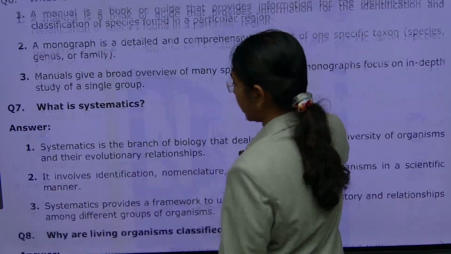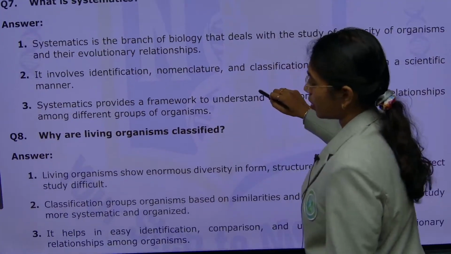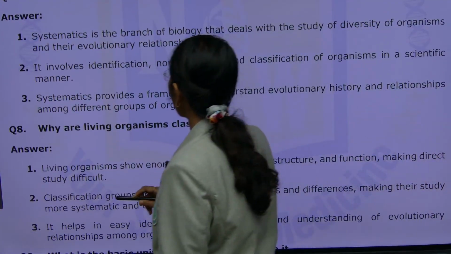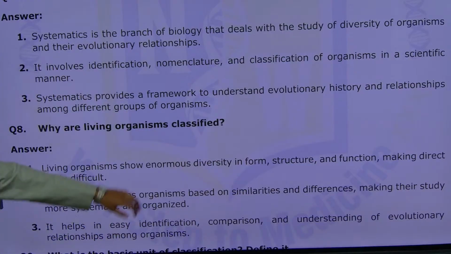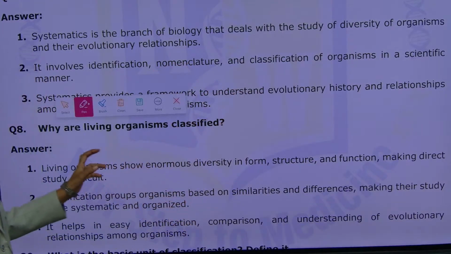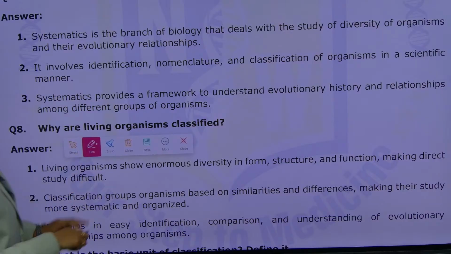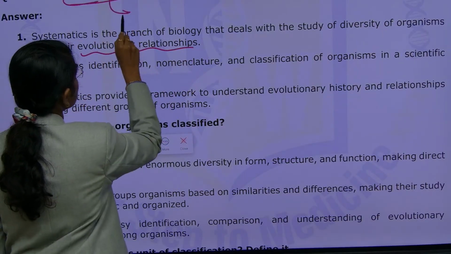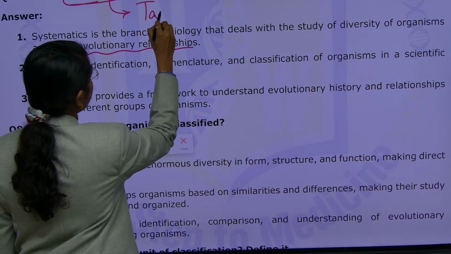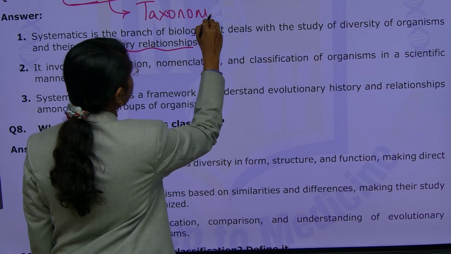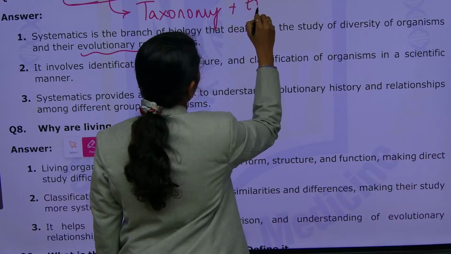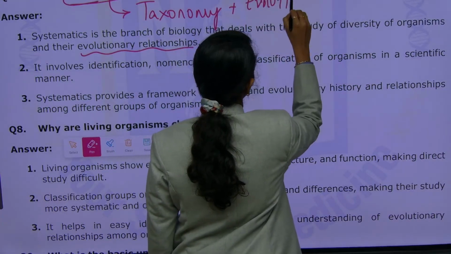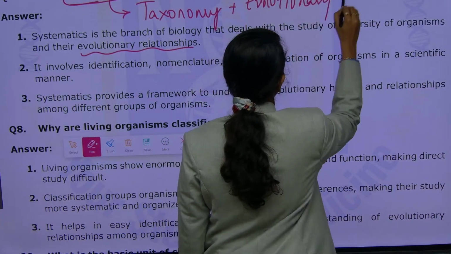What is systematics? Systematics is a branch of biology which deals with the diversity of organisms considering their evolutionary relationships. You can also add: systematics is nothing but taxonomy along with the evolutionary relationships.